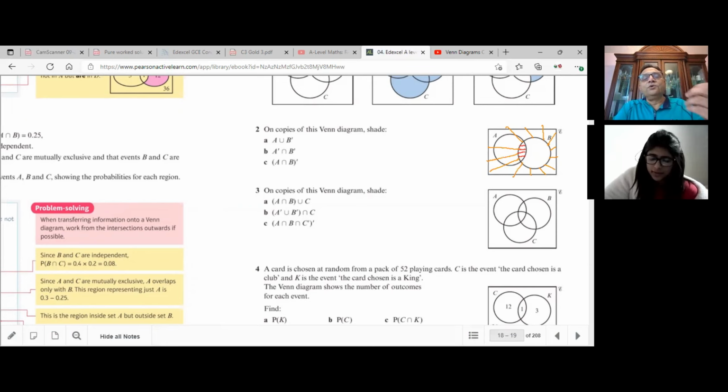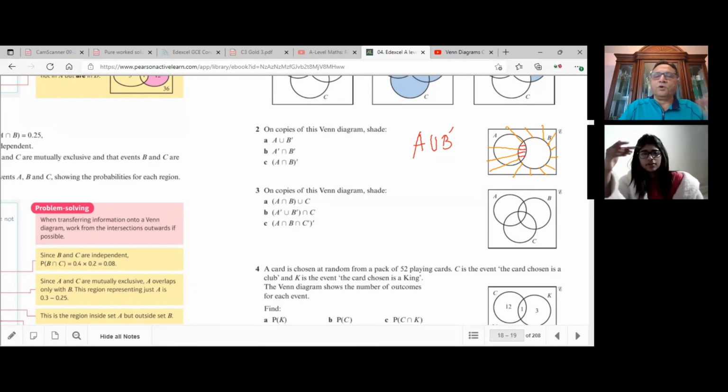Union means or: this or that. That is the correct answer for A union not B. You understand now? You need to do one part first, and then because it's union, you add whatever else. Everything shaded now is the solution. What is not the solution is the intersection that has been taken away from B, right? That is not the solution. You get the idea.